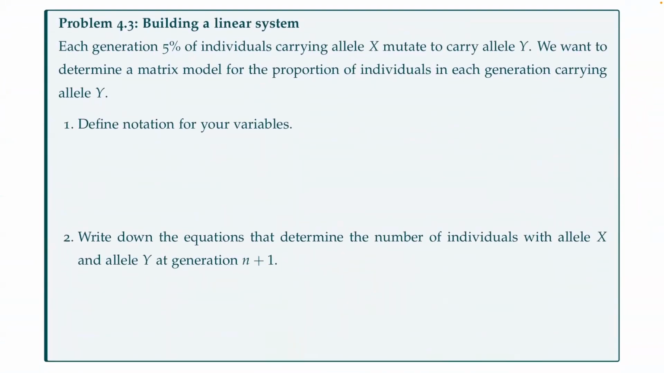I want to have a quick go at building the other type of linear system, the dynamical system, I should say. So this is an example where we've got 2 alleles in a population. To start off with, most of the individuals have allele X, but each generation, 5% of individuals are going to mutate from X to Y. Okay? So we want to determine a matrix model that tells us how the change in the allele frequencies is going to occur over time.